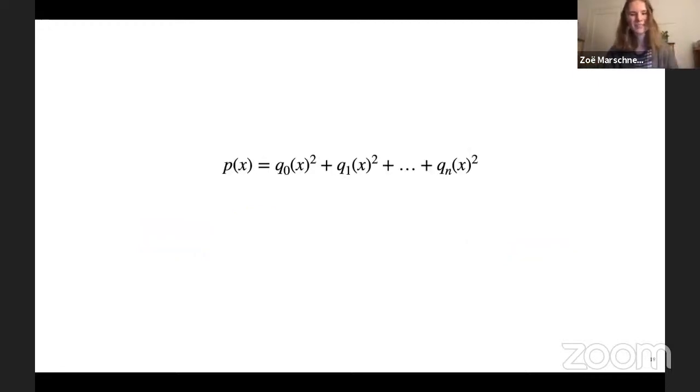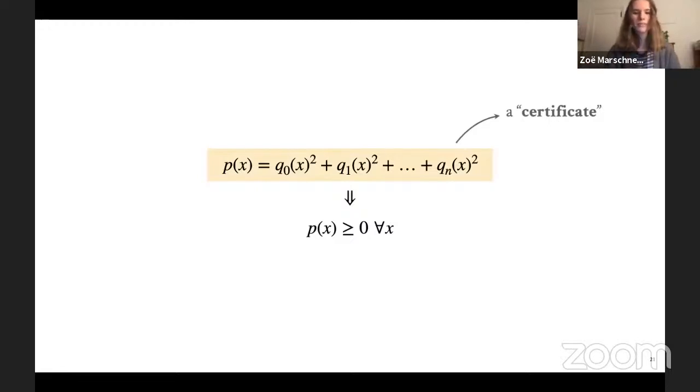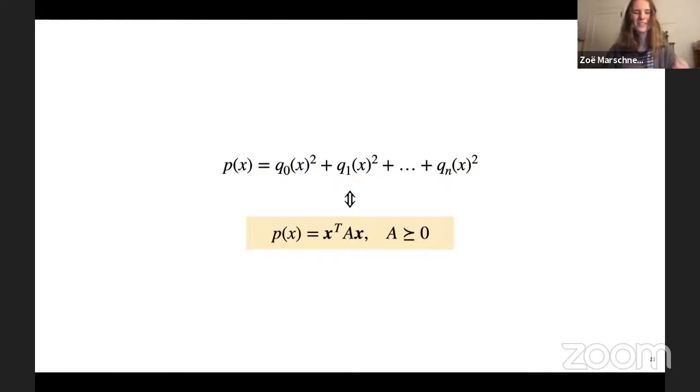So how can we actually formalize this with math? Well, a sum of squares polynomial can be represented as a polynomial p of x which you can write as the sum of these q polynomials squared. And clearly, if we can write our polynomial p of x in this form, then it must be positive over all x. So we can think of this as being a certificate of its positivity, the fact that we can write p of x as a sum of squares polynomial. And in fact, if we do a little bit of algebraic manipulation, we get that the constraint of being able to write p of x as a sum of squares polynomial is exactly the same as being able to find this matrix A that is positive semi-definite and satisfies that constraint there.